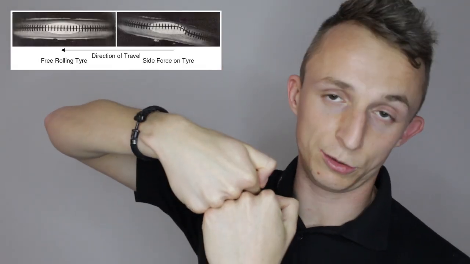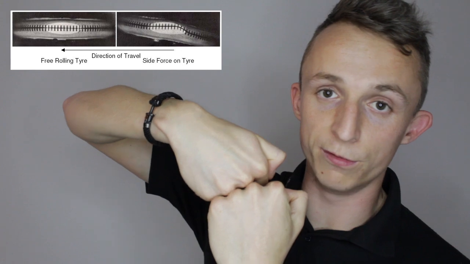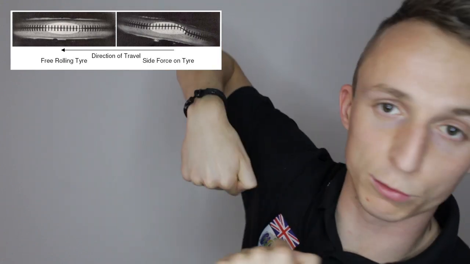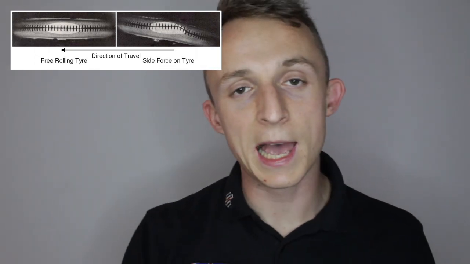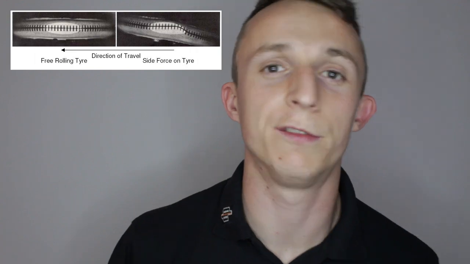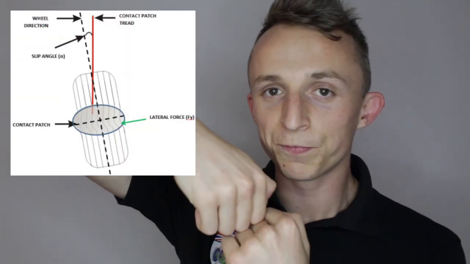So up to that point, the tyre and the track surface are static. There's no movement between them. The tyre rolls onto the track and then rolls off it again as the tyre moves. However, when we get to that slip angle point, this is where the dynamic coefficient of friction is then used.